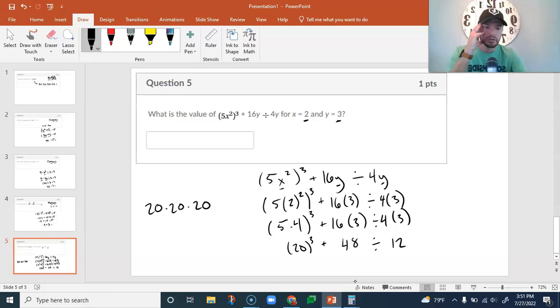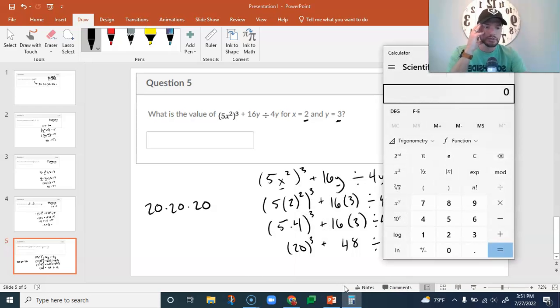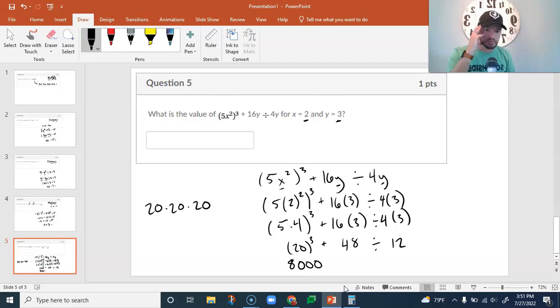So going back to our calculator, handy dandy calculator, it's going to be 20 times 20 times 20, which is 8,000. So 8,000 plus 48 divided by 12. And then you just need to divide. So again, division comes before addition. So you're going to do 48 divided by 12, and that is 4. And so your answer will be 8,000 plus 4. And put that answer in. And you guys are good to go.